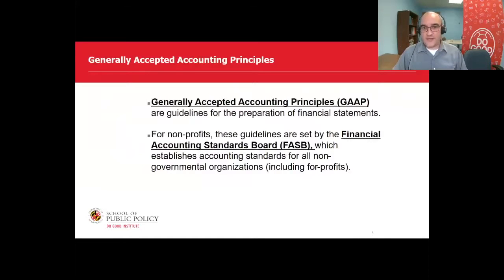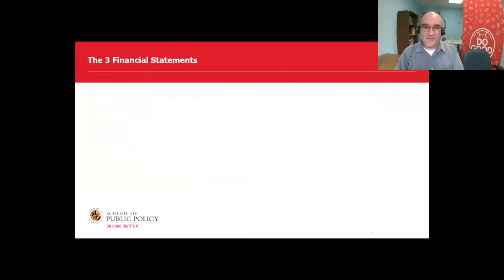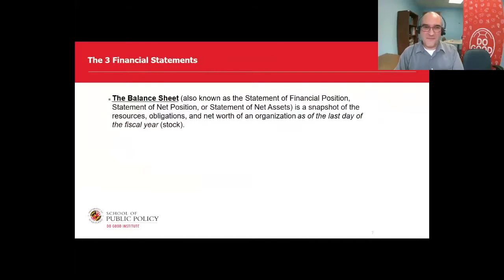The Financial Accounting Standards Board, or FASB, F-A-S-B, is the organization that establishes the accounting standards for all non-governmental organizations, except for public sector organizations, for-profits and nonprofits. The balance sheet is one of 3 financial statements that most organizations publish when they produce financial information for the public or for internal management.